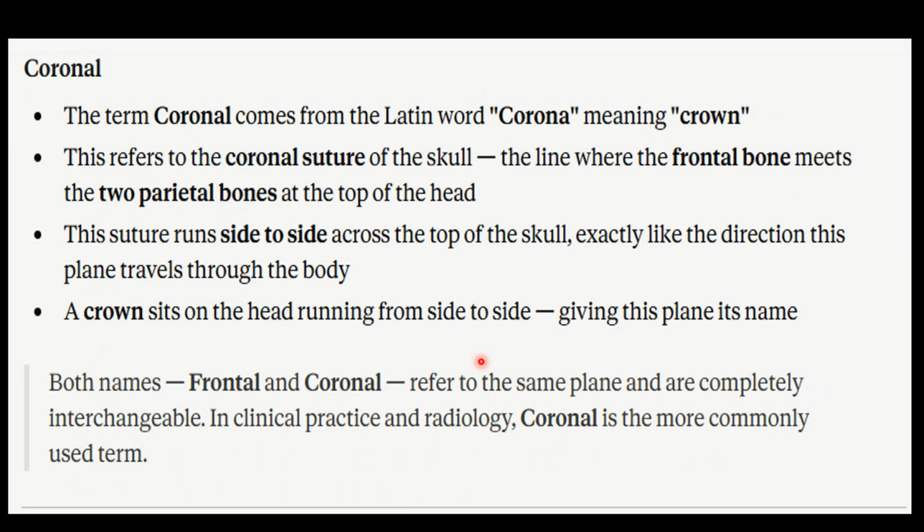Now look at coronal. The term coronal comes from the Latin word corona, which means crown. This refers to the coronal suture of the skull, the line where the frontal bone meets the two parietal bones at the top of the head, and this suture runs side to side across the top of the skull, exactly like the direction this plane travels through the body. And we all know that a crown sits on the head, running from side to side, giving this plane its name, the coronal plane.